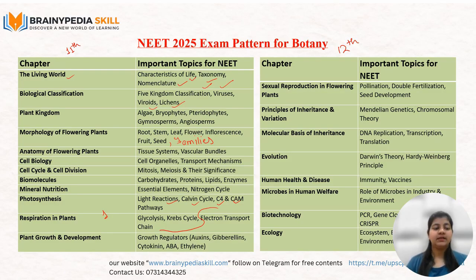Okay. Then lastly, in the 11th class syllabus, it is plant growth and development. And in this chapter, the most important topics are growth regulators: auxins, gibberellins, cytokinin, ABA, and ethylene. Okay. Now let's come to the class 12th botany syllabus. So sexual reproduction in flowering plants, although the whole reproduction part is deleted, we will still see this part. Okay. So pollination, double fertilization, and seed development. Now what are the principles of inheritance and variation? So we are going to see Mendelian genetics and chromosomal theory.